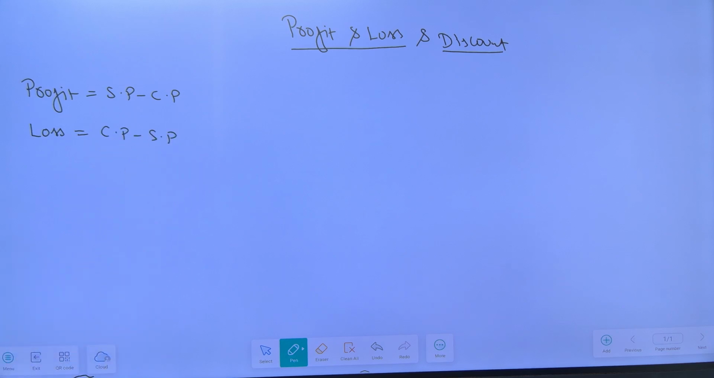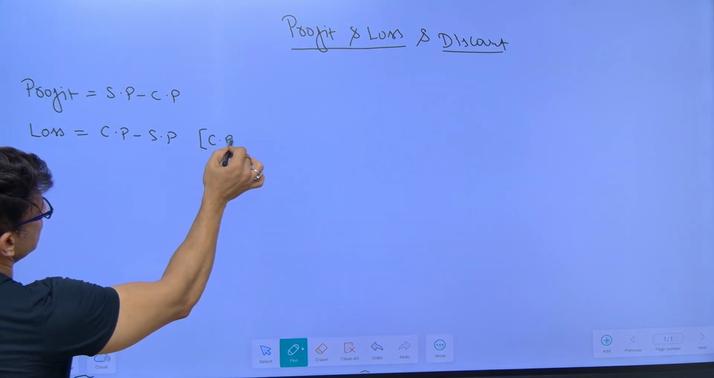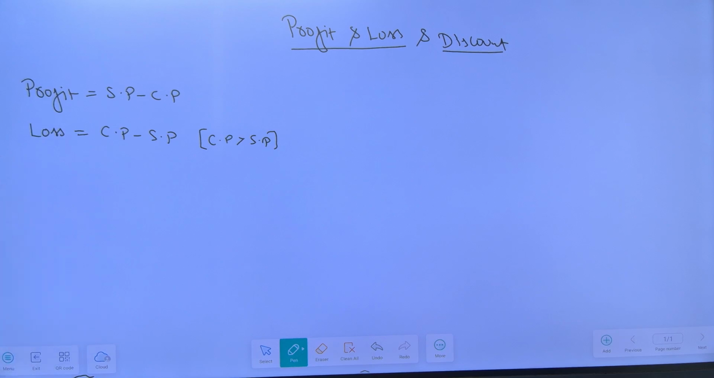Loss is also selling price minus cost price. In that case, answer will be negative, right? But cost price is greater than selling price in loss. So these two are simple things.